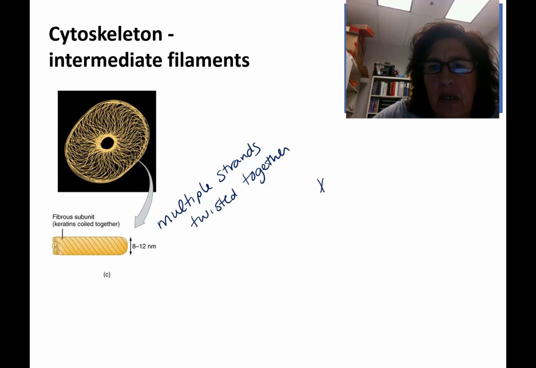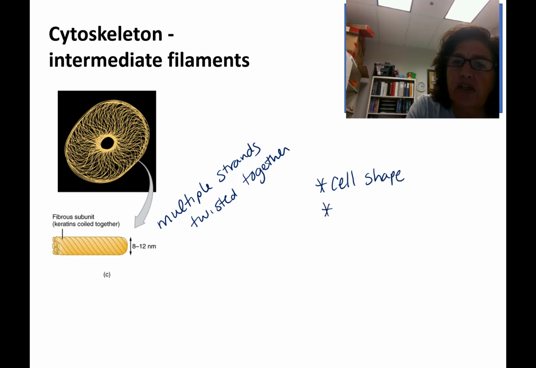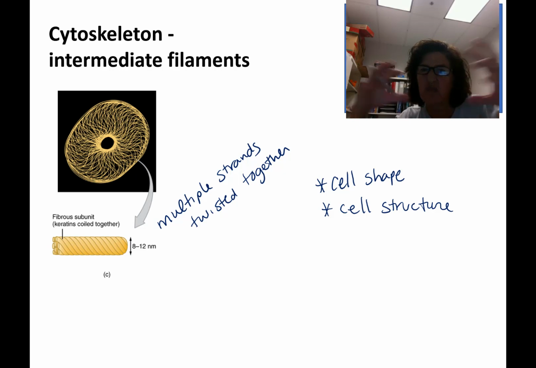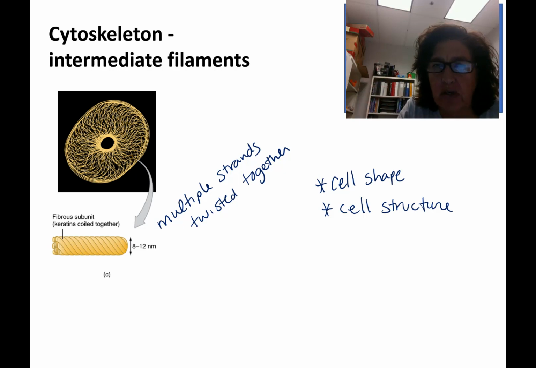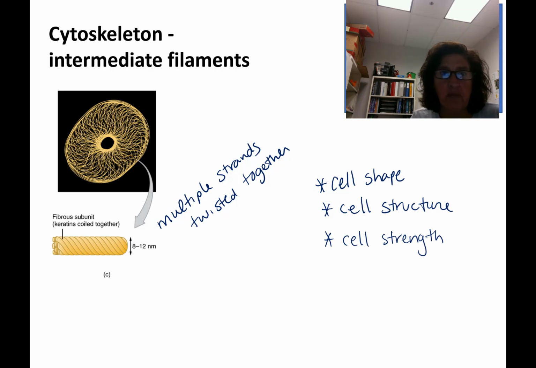Intermediate filaments are important for cell shape. They're important for cell structure. They give the cell strength, to not fall apart and to help in stress, like if your cells are getting smushed or stretched. So cell structure, cell strength. Really super important for the structure of the nucleus.